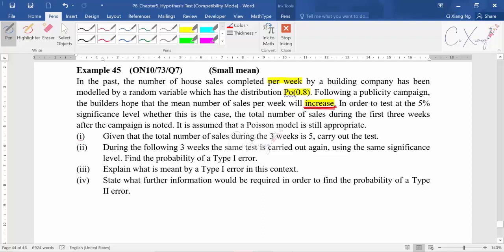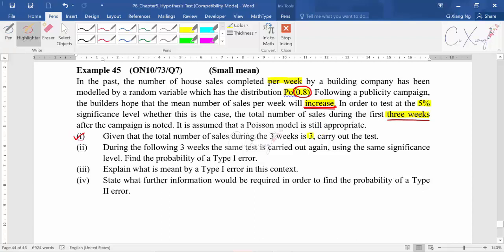Okay, in order to test at the 5% significance level whether this is the case, the total number of sales during the first 3 weeks after the campaign is noted. It is assumed that the Poisson model is still appropriate. You need to be aware that the 0.8 is for 1 week, and later when you do any calculation, you need to focus on the 3 weeks interval. Okay, so first, given that the total number of sales during the 3 weeks is 5, carry out the test.